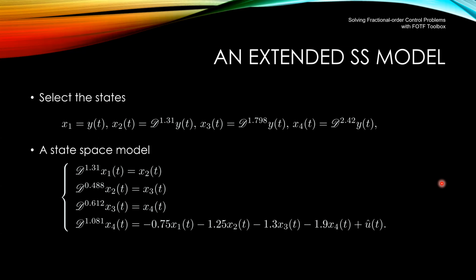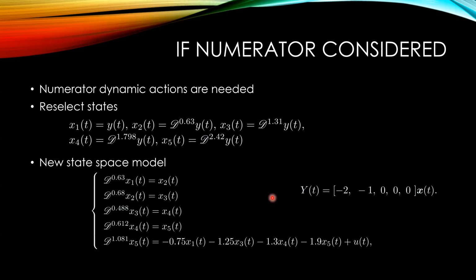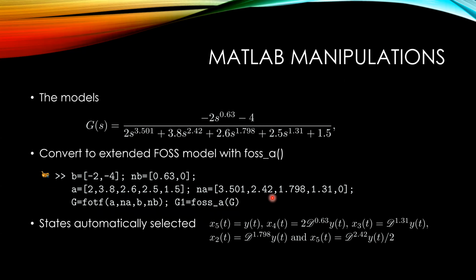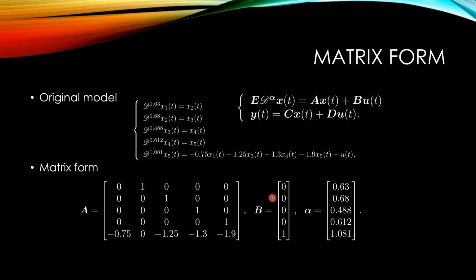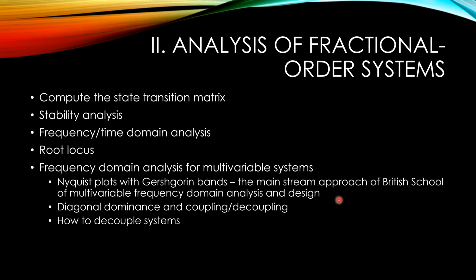So this is kind of an extended state space model. You have different alpha for different components and so on and so forth. Anyway, we have a lot of ways to input, and this can be done. Okay, this can be done. So you have the original model like this, in matrix form. Okay, alpha, you have a vector. So you also can do that. So that's the modeling part, how you enter the model of a MIMO fractional order system.